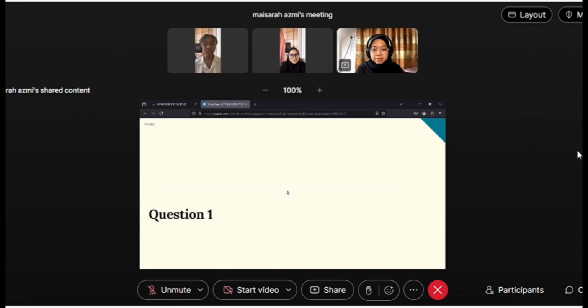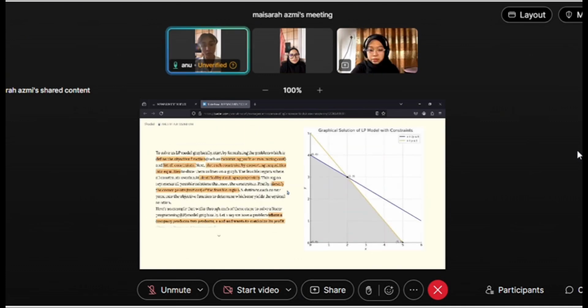P equals 3x plus 4y. This is our example only. Got it? What are the constraints? So in the graph, we have three constraints. The first constraint is x plus 2y less than or equal to 8. The second constraint is x plus y less than or equal to 5. And the non-negativity constraints, which are x greater than 0 and y greater than 0.